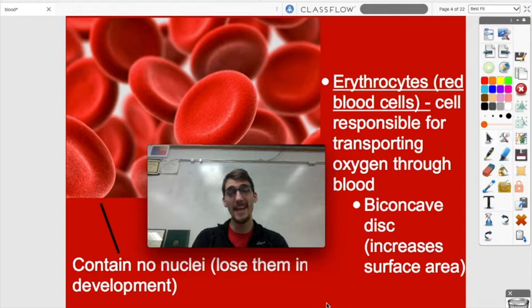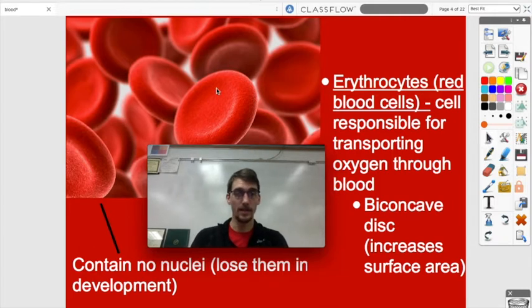They are doing the main thing that the cardiovascular system is responsible for, carrying oxygen. You need oxygen for cellular respiration and ATP. So that's what these guys are doing. And how they're shaped, they're biconcave discs. It's a fancy word for basically a donut without the hole in the middle.